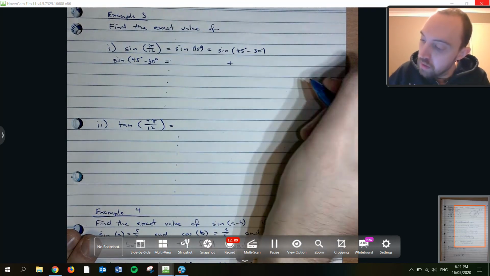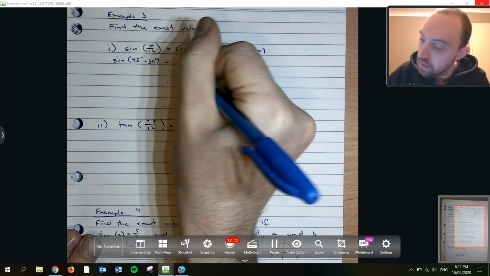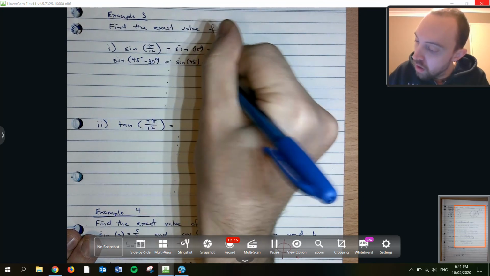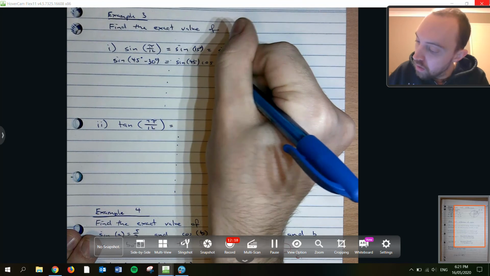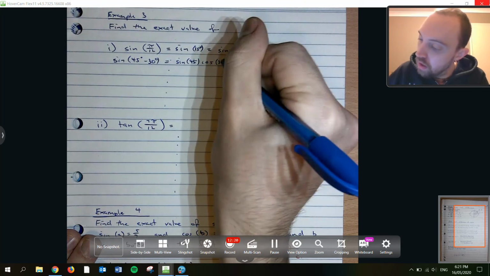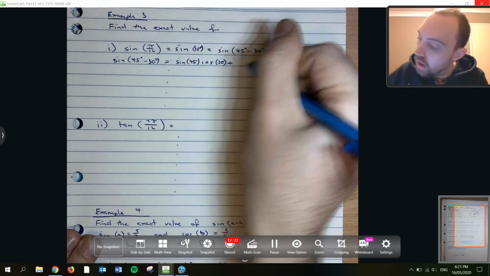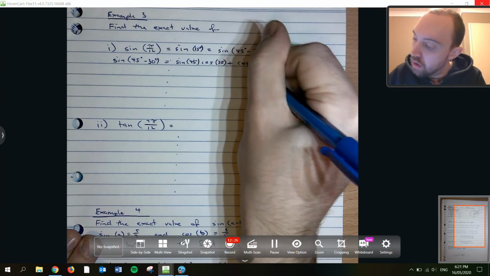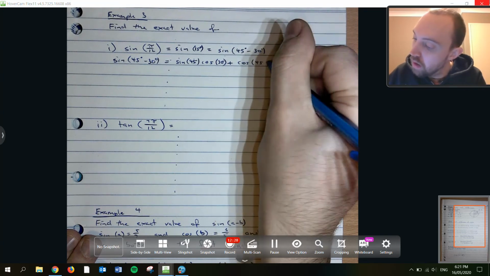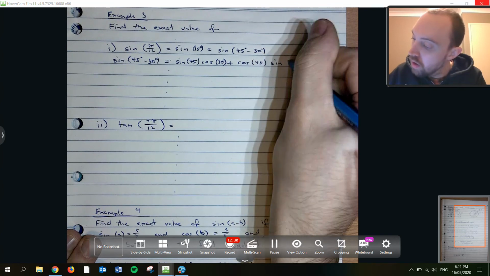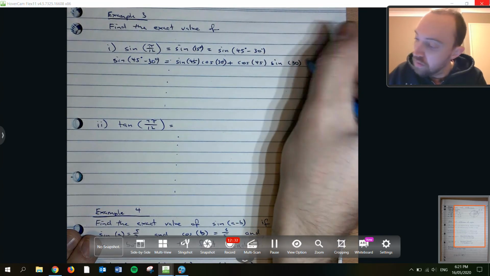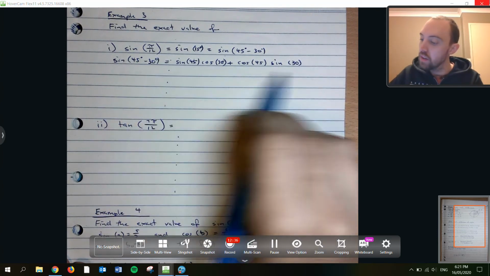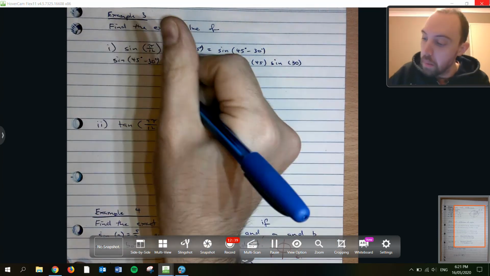add's going to be in the middle because the sign changes, but it's going to be sine 45 cos of 30, and then cos 45 sine 30. And we know the exact values for each of these, or we can go back to our tables and look.